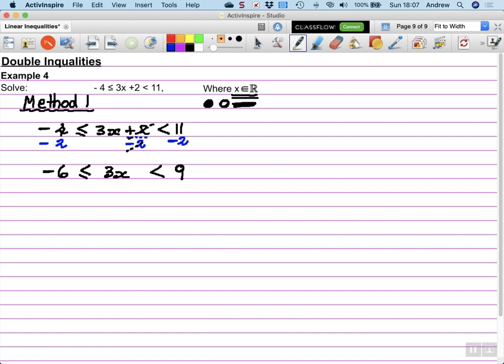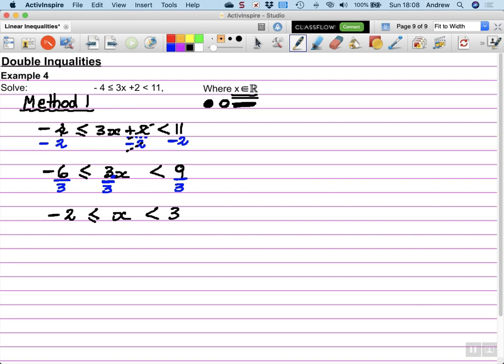So the next thing is, I've got 3 multiplied by x. How do I undo a multiply? I divide by 3. But whatever I do to the middle zone, I must do to the first zone and the last zone. So I must divide by 3 everywhere. When I do that, I end up with minus 2 is less than or equal to x is less than 3.